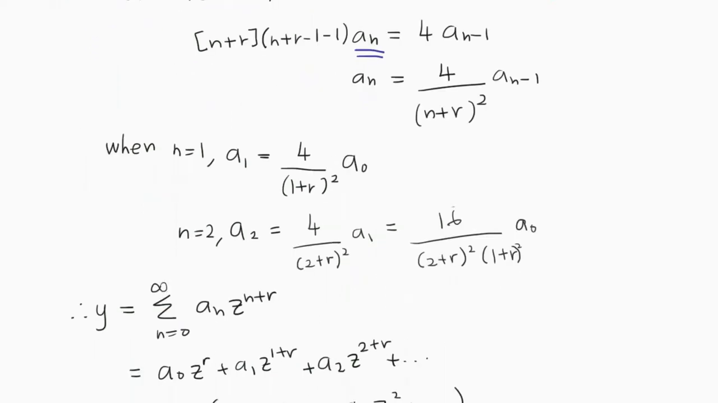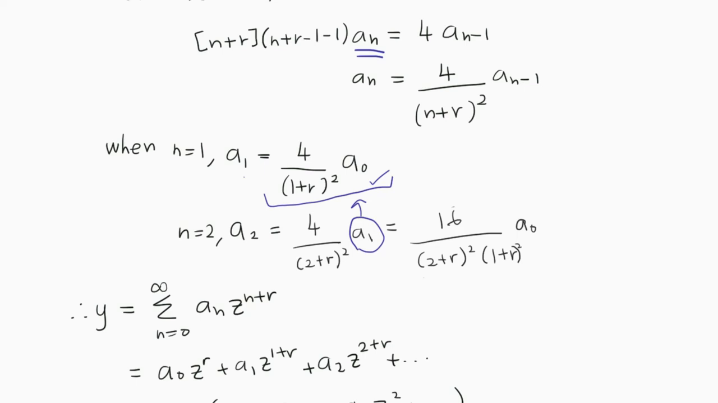Next, substituting. When n equals 1, we have a1 equal to 4 over (1 plus r) squared a naught. And when n equals 2, we have a2 equal to 4 over (2 plus r) squared a1. Here we need to substitute a1 equal to 4 over (1 plus r) squared a naught, which will be the new a2, 16 over (2 plus r) squared times (1 plus r) squared a naught.